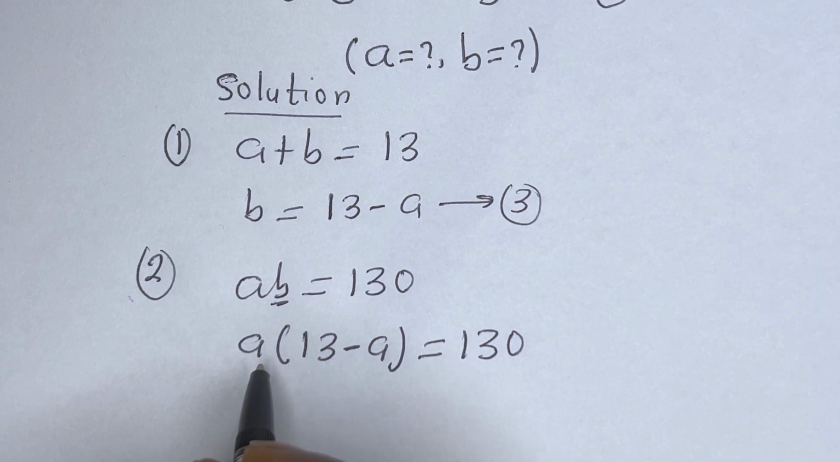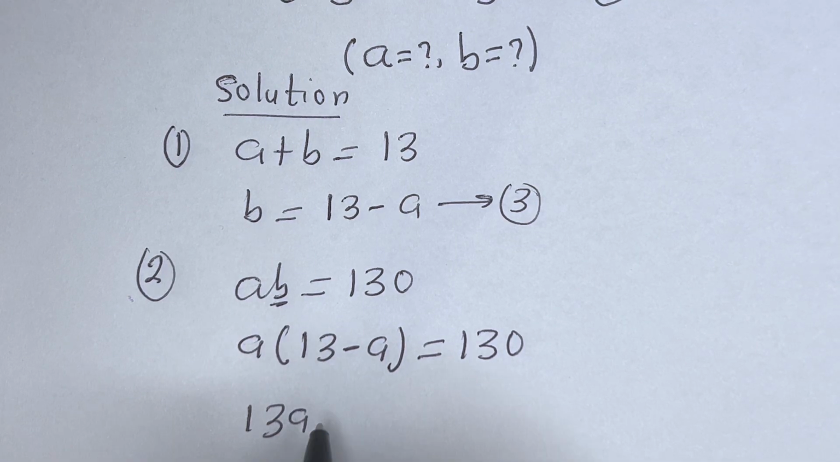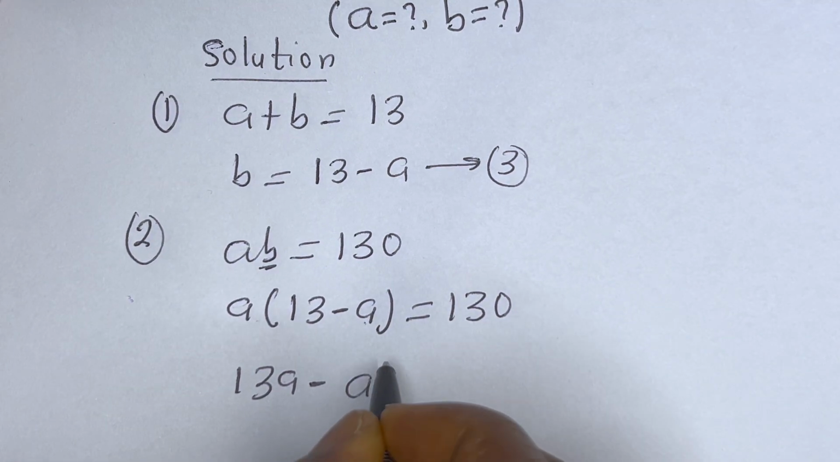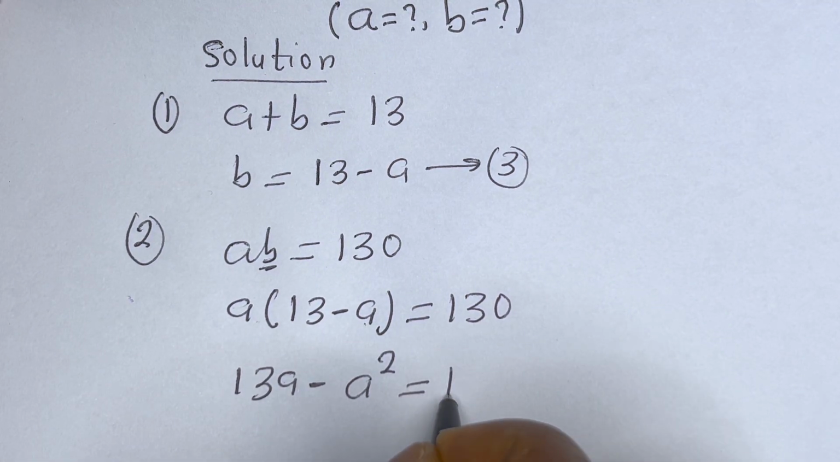Let us open the bracket. A multiplied by 13 is 13A, minus A multiplied by A, A squared, is equal to 130.